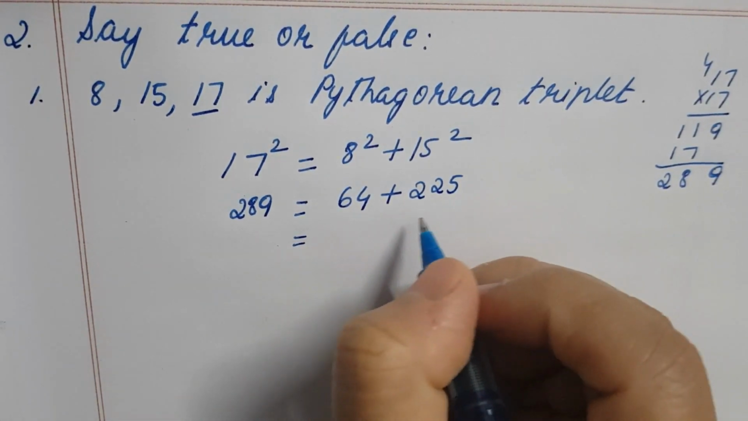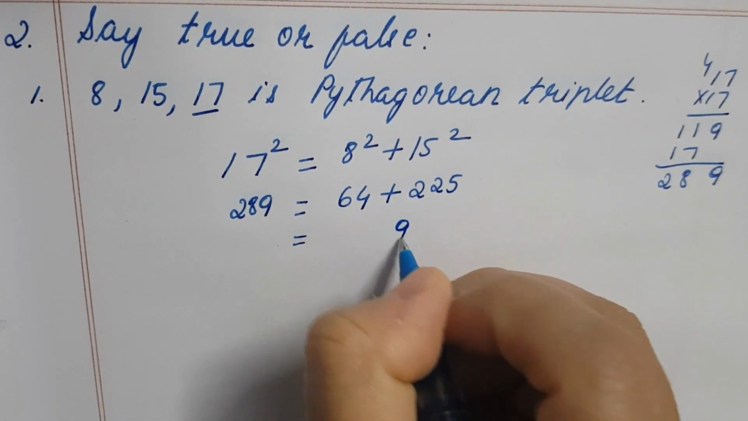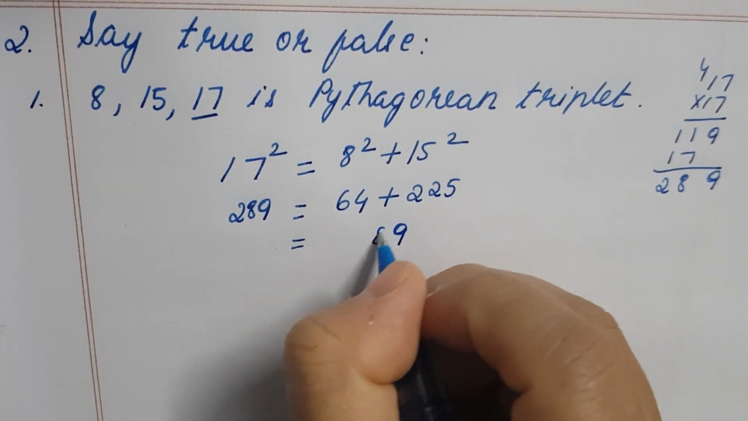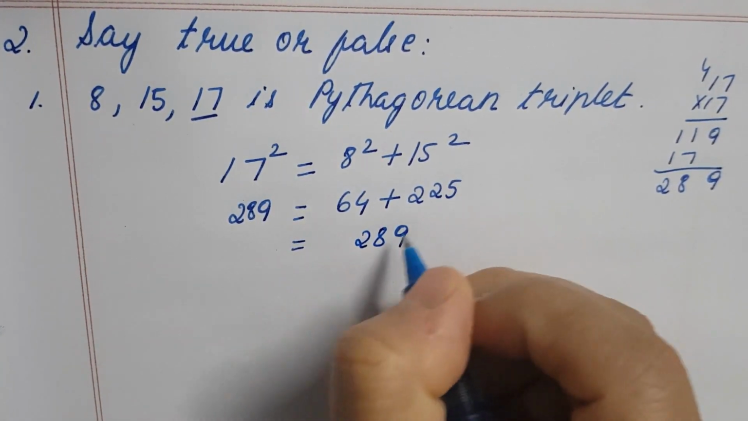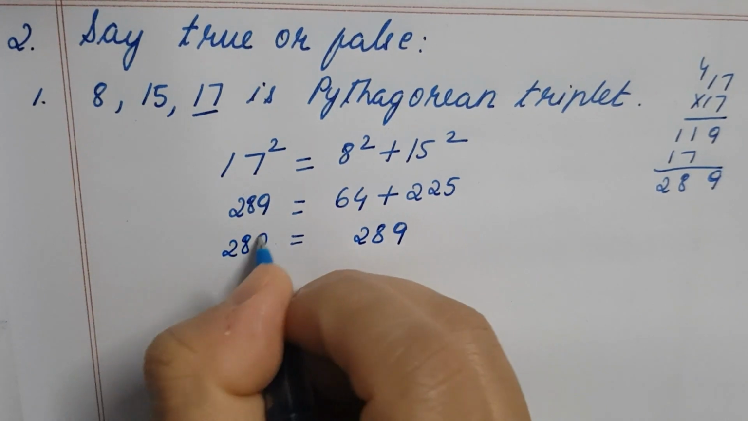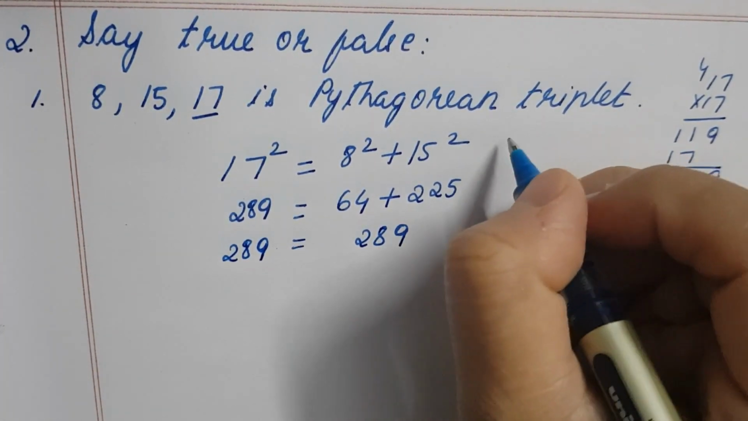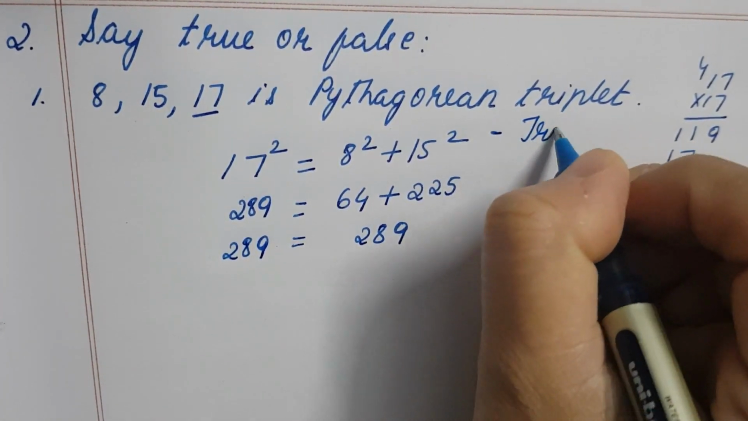Okay, so 4 plus 5 is 9. 6 plus 2 is 8, and the 2. So it is 289. Yes, it is equal. So it is a Pythagorean triplet. So the answer is true.